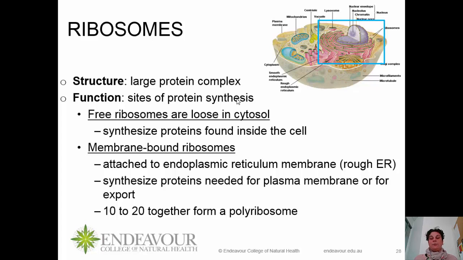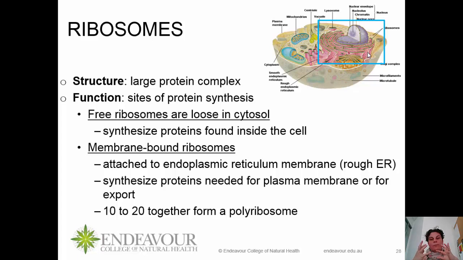They themselves can be free. If you look at our schematics of the cell, you will see little dots spread out in the cytosol. These dots are what we call free ribosomes, and they are able to synthesize proteins that are found inside the cell. You also have these membrane-bound ribosomes, which are the ones that I've just talked about. They basically sit on the ER membrane. So they're attached to the endoplasmic reticulum, and they synthesize proteins that are needed for the plasma membrane and for exporting out of the cell.